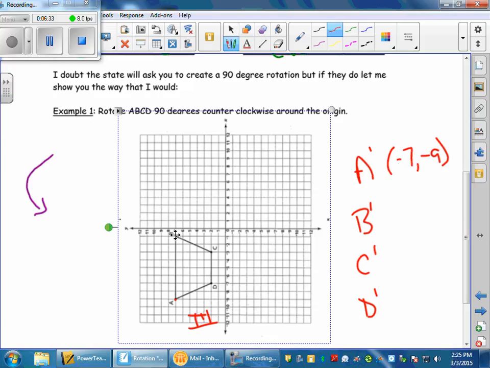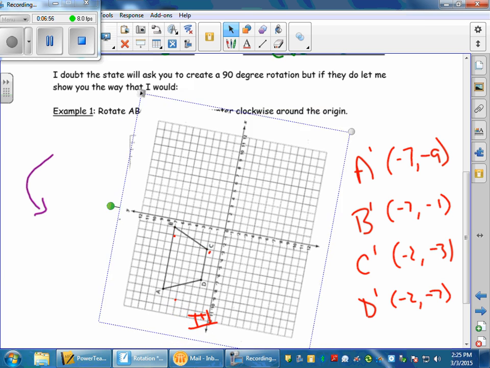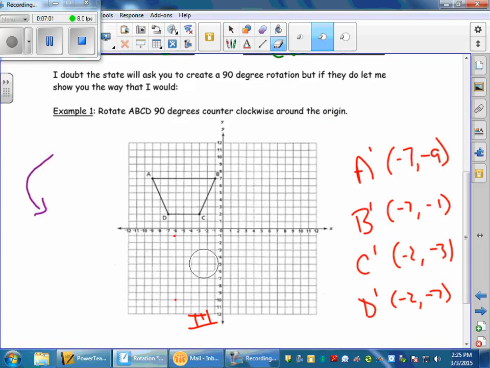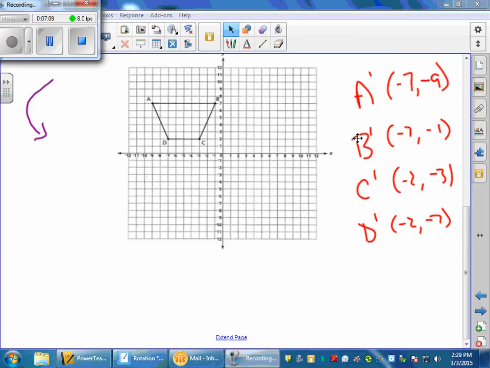So now B prime looks like -7, comma, -1. C prime looks like -2, comma, -3. And D prime, again, -2, comma, -7, it looks like. So now that I've gotten all my points, I can rotate my paper back. I'm going to erase all this junk that I had on here before, and I'm just going to plot these points that I just made. So now that I have these points, let's graph them.